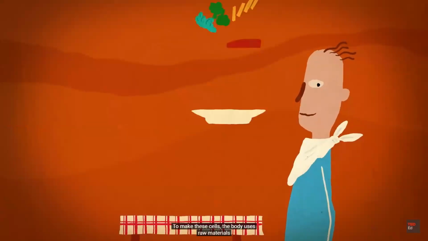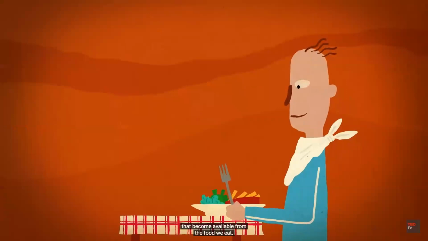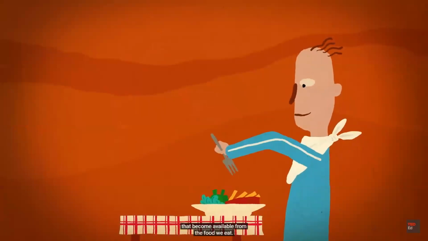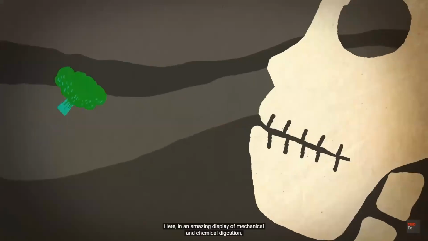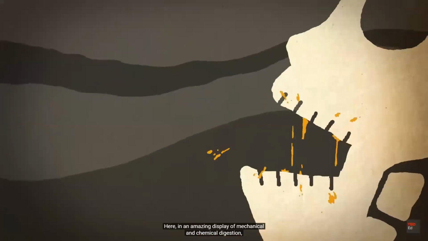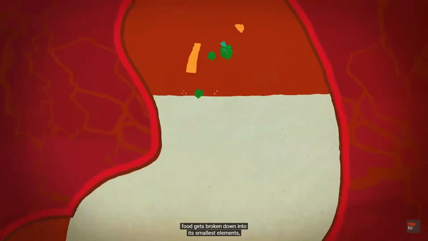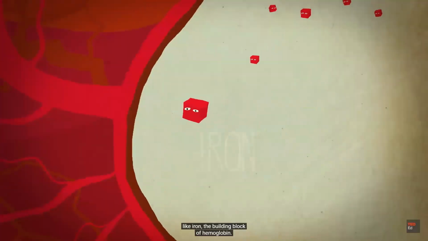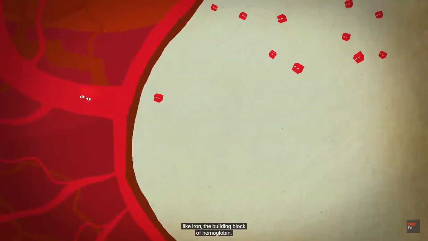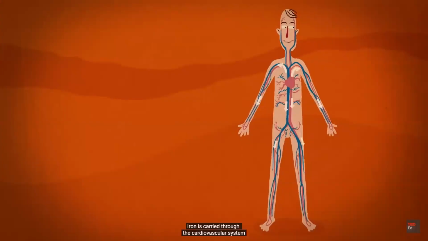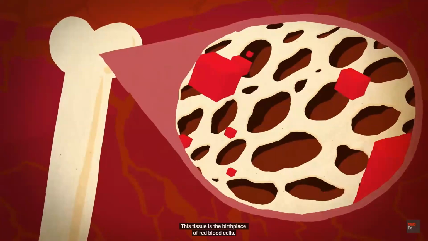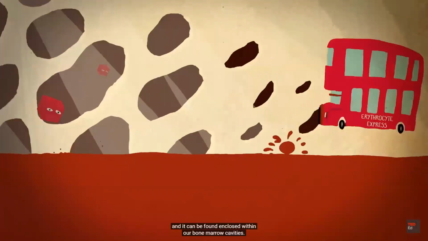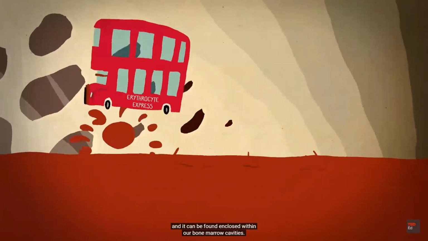To make these cells, the body uses raw materials that become available from the food we eat. So in some ways, you could say that oxygen's journey through the body really begins in the gut. Here, in an amazing display of mechanical and chemical digestion, food gets broken down into its smallest elements, like iron, the building block of hemoglobin. Iron is carried through the cardiovascular system to the body's hematopoietic tissue. This tissue is the birthplace of red blood cells, and it can be found enclosed within our bone marrow cavities.